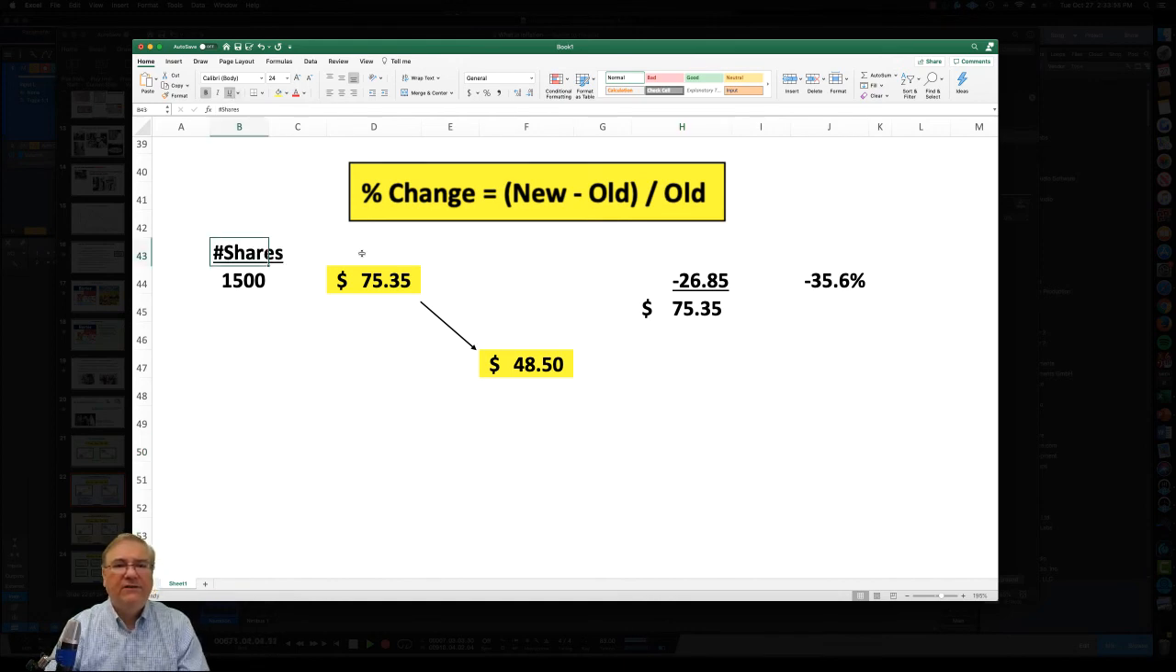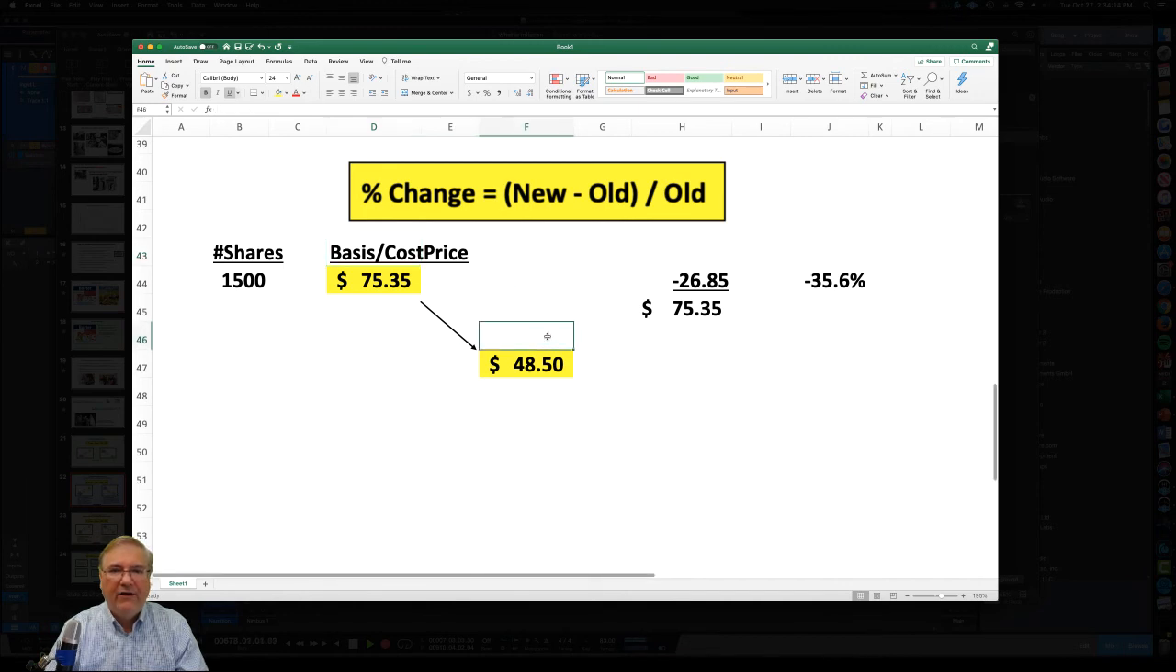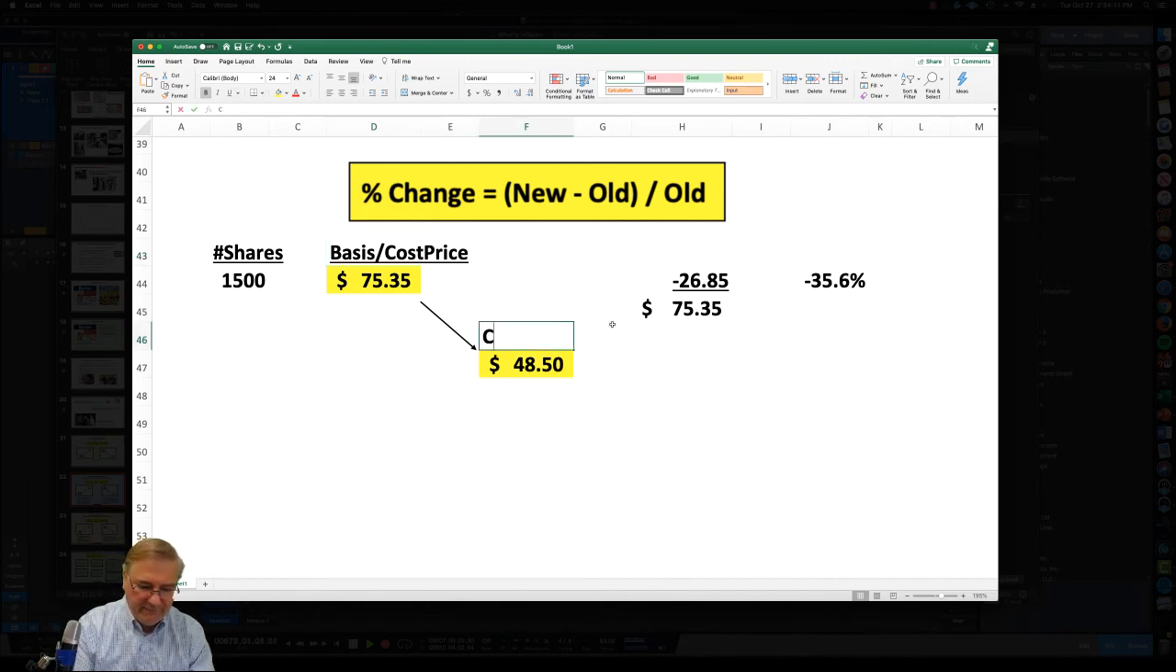So the number of shares that Tom owns is 1,500, and his entry price or cost price, his basis, in accounting they call that the basis, or the cost price, is $75.35, and the current price is $48.50. So we'll just type in current price here, or last price.